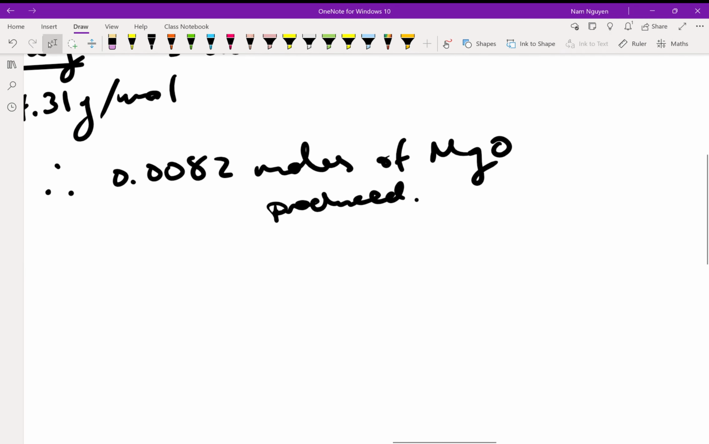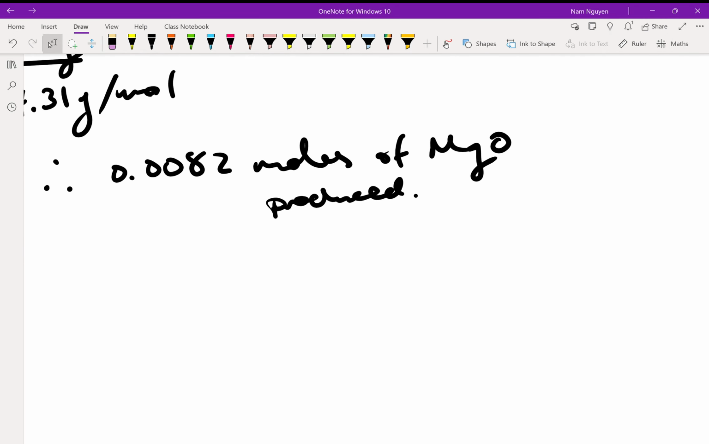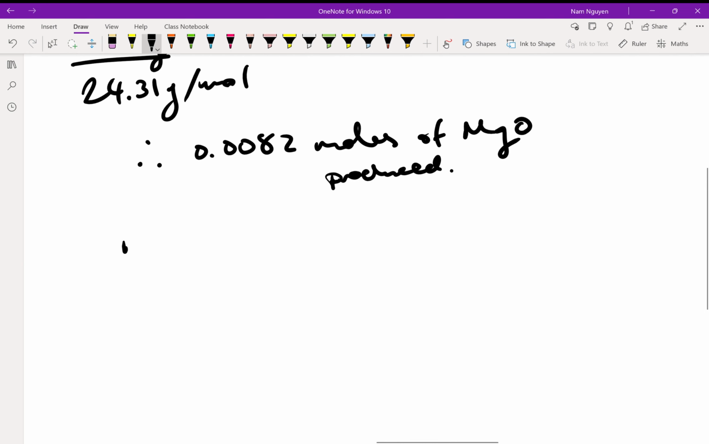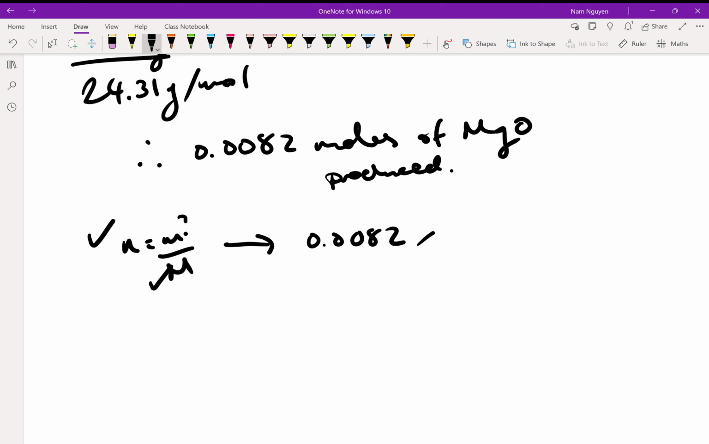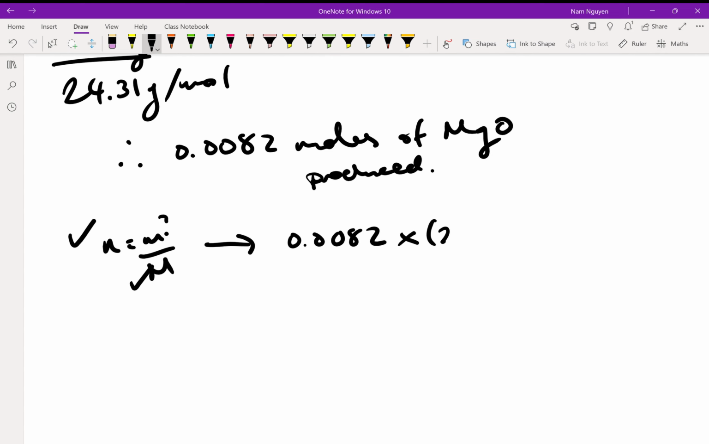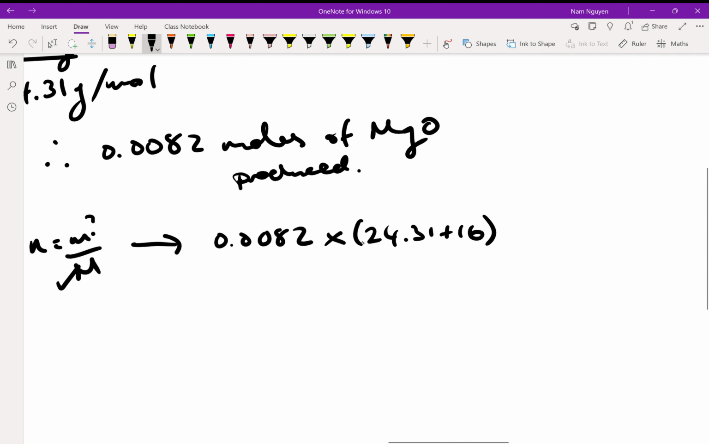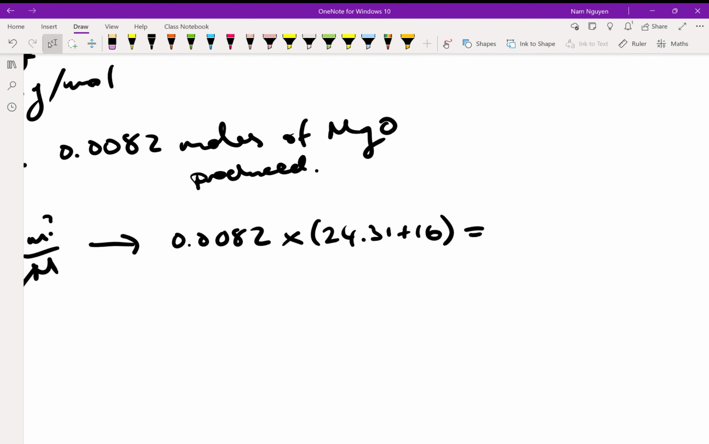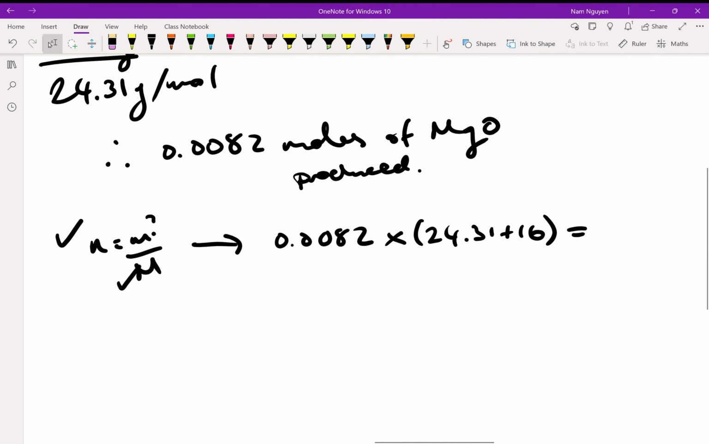So that's not meaningful to us. That's not the theoretical yield. So we want to use n equals m over big M and rearrange it, because we want to know this, and we know this and this. 0.0082 times the molar mass of magnesium oxide, which is 24.31 plus 16. So, from the mole.